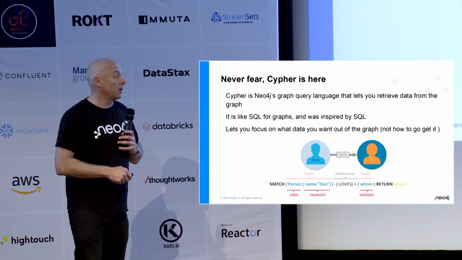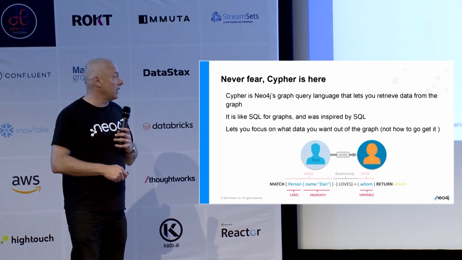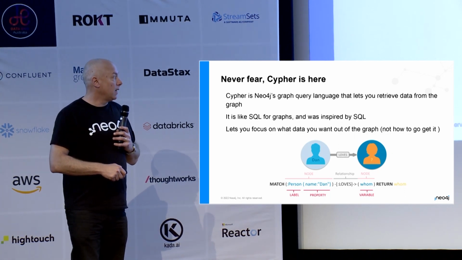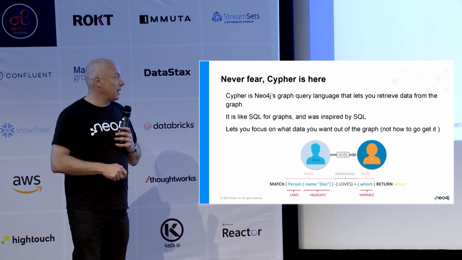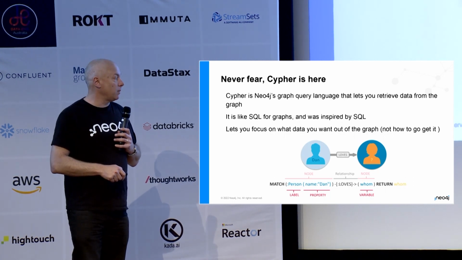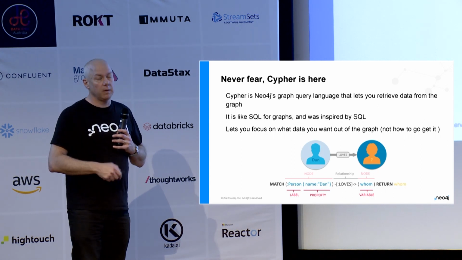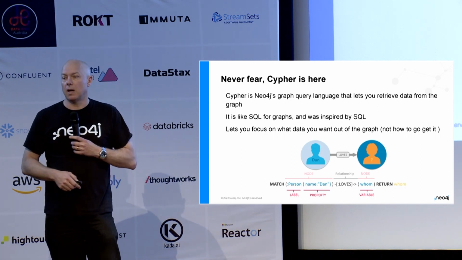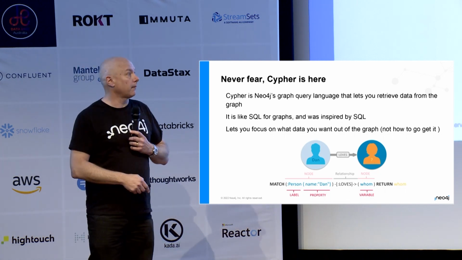Match, you see something a lot in Neo4j. Match the label person with the name Dan. His loves relationship. We actually don't know who this is. We can just say whom, and that's a variable that gets returned. We can interrogate that and see who it is, in fact, that Dan loves.